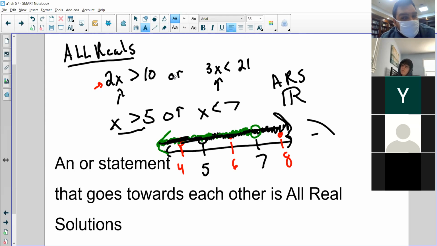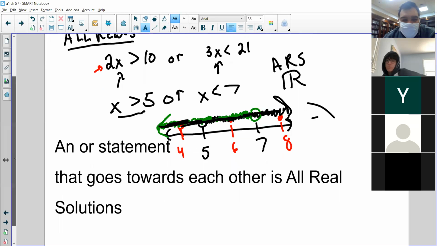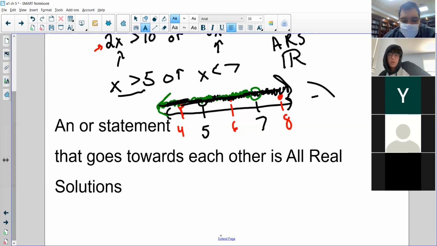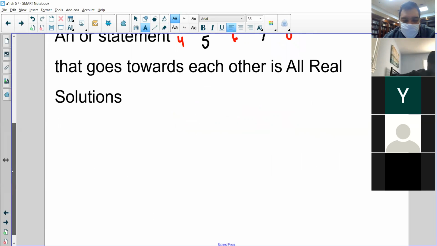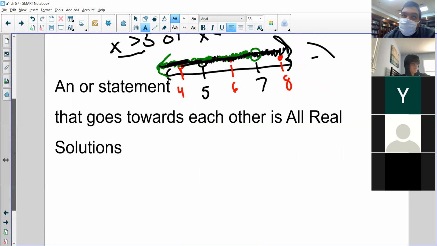In what type of statement, though? An or statement, and statement, or. And statements when they both go in the same direction. Yeah, when they both go in the same direction, they both go to the right or they both go to the left. So it'd be no solutions for and.